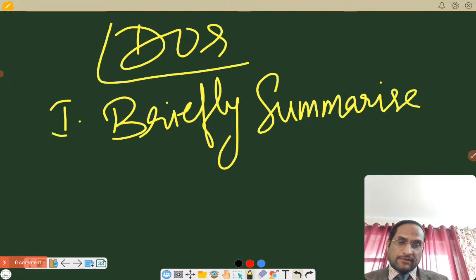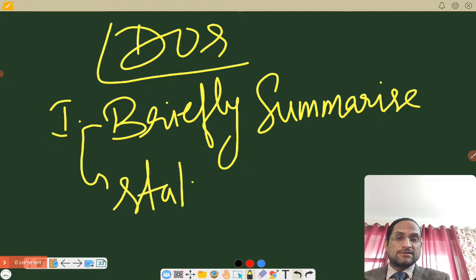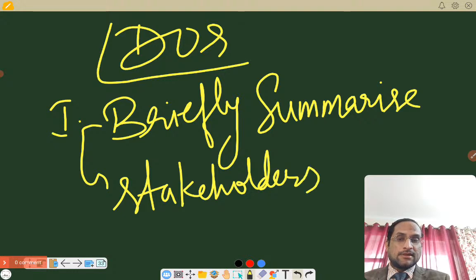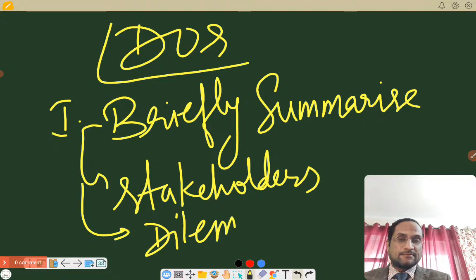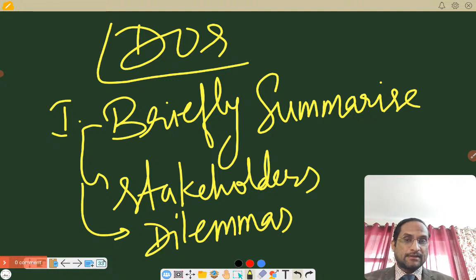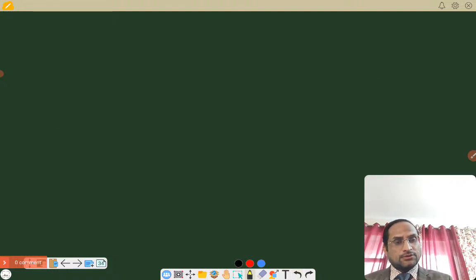And what to write in the summary, we have already told that you must highlight the stakeholders, you must highlight the dilemmas, ethical dilemmas. Don't give the solution, because solution will be part of the question there. Then after summarizing, you start addressing the questions. Many a time the questions themselves will ask you the stakeholders.